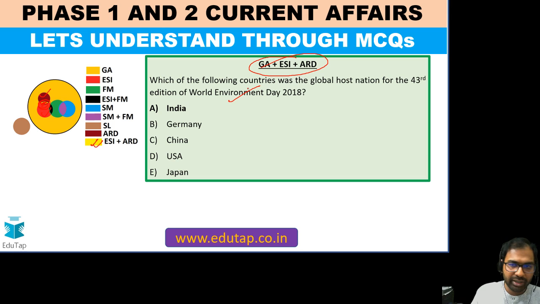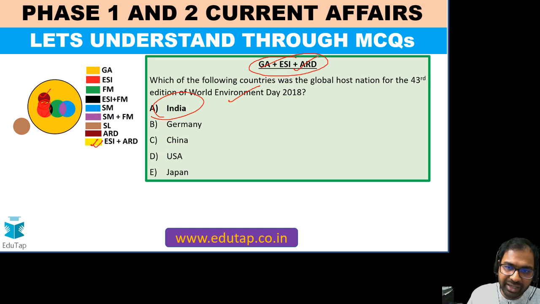That would be wrong. This is the precise reason I am taking this live session, that we overgeneralize that days can be asked in phase 1. Appointments, they can be asked in phase 1. Awards, they can be asked in phase 1. Obituaries, they can be asked in phase 1. No. If those things are related to the syllabus of phase 2, they can be asked in phase 2 also. So the correct answer is India.